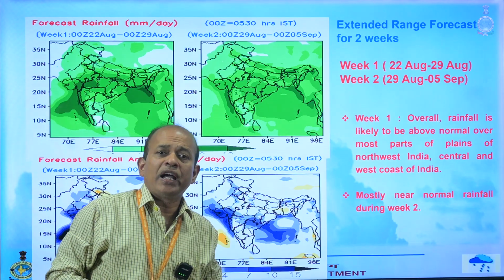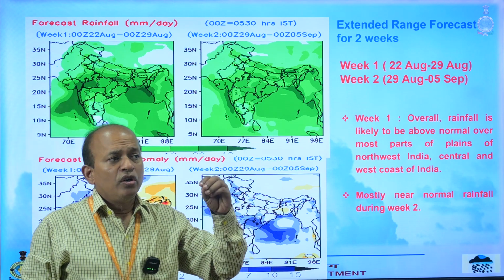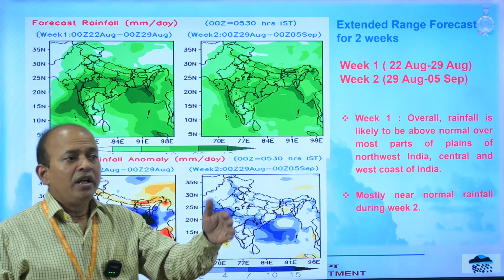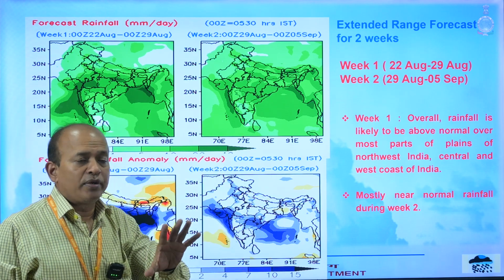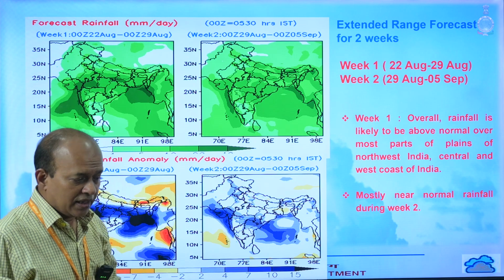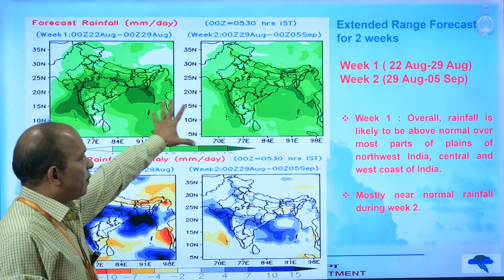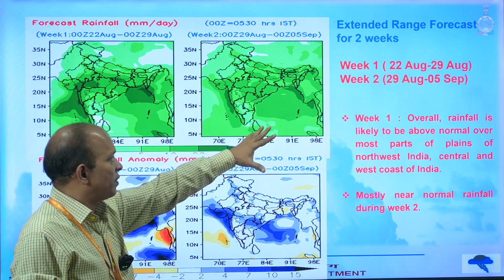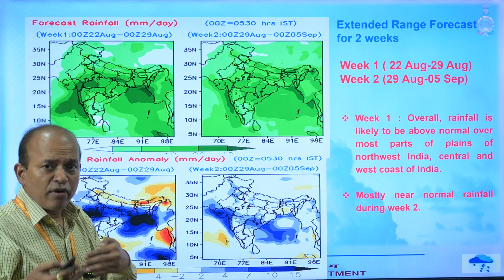We also run the extended range coupled model, which gives just guidance about week 1 and week 2, just to have some information whether an active monsoon or a break monsoon is approaching. This type of model gives you guidance about the expected monsoon for a longer period. So 2 weeks: this is the first week forecast, 22 August to 29 August, and this is the second week forecast, 29 August to 5th September. And this is the anomaly. Anomaly means deviation, whether we will be above normal or below normal.